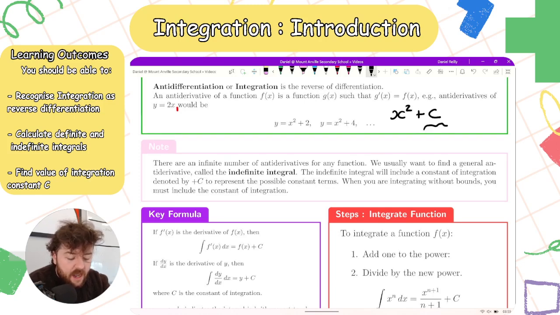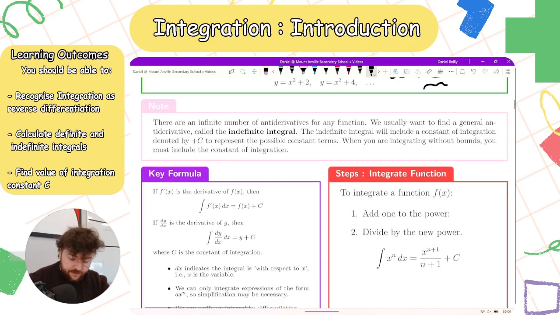What this plus c represents is the plus 2, the plus 4, the plus 10, plus whatever it is. So c accounts for all of those possible values. When we're integrating without bounds, you must include the constant of integration. In the next video, we're looking at definite integrals and upper and lower bounds. But for regular old integration, you always have to add the plus c, or else you'll lose a few marks.